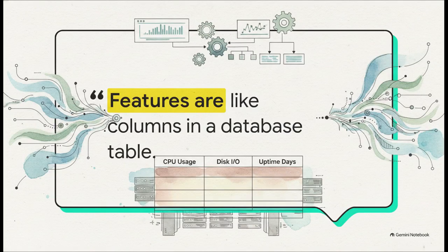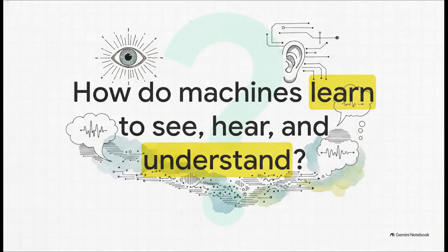And what exactly are these algorithms chewing on? They process what we call features. Now, when data scientists throw the word features around, honestly, don't get intimidated. Just picture the columns in your database. If you want to predict server downtime, your features are literally just CPU usage, disk I/O, or uptime days. But here's the big question. How do machines learn to see, hear, and understand language? How do we scale this up to handle incredibly complex, unstructured tasks like real-time image recognition or speech-to-text?